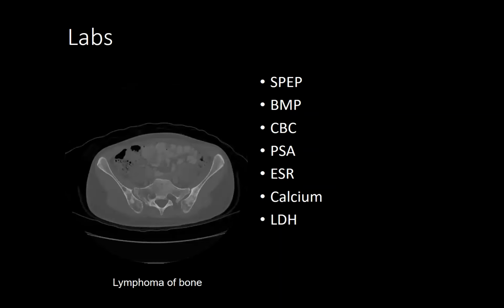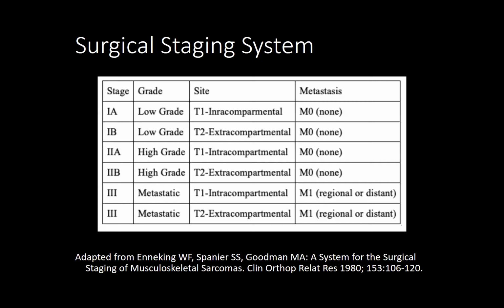LDH isn't super helpful, but it can be elevated in lymphoma of bone. And then finally, once you've had all that done, you've got your CAT scan, you got your MRI, you have your labs done, you can stage the patient. You also need to have your histology as well, but you can stage the patient based on where it is in the bone and whether or not the patient has METs. And then ultimately, once you get your biopsy done, whether it's low or high grade.